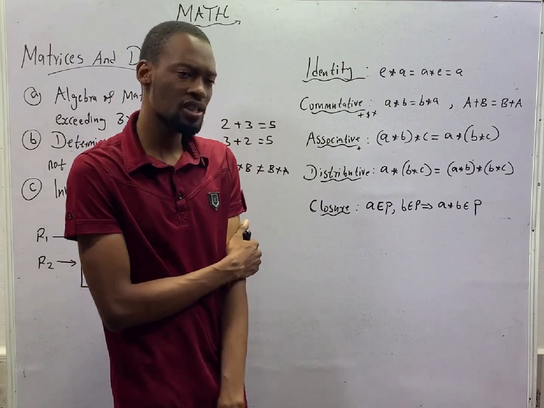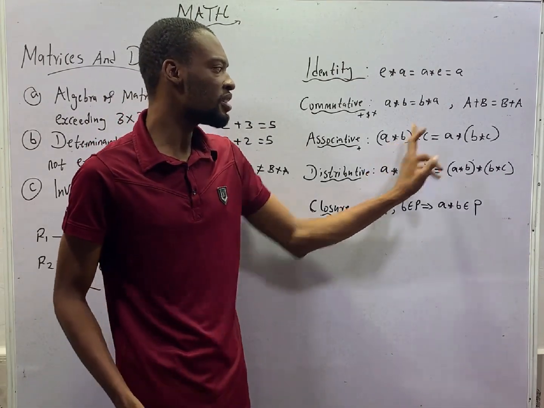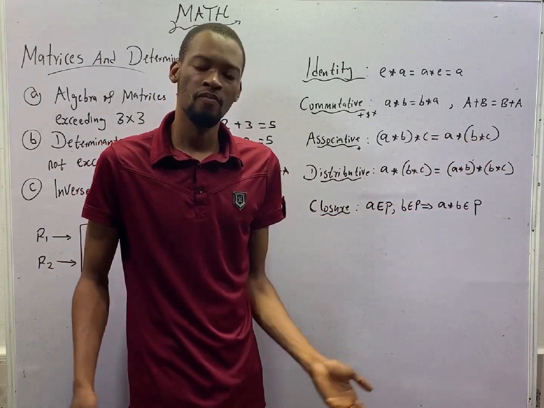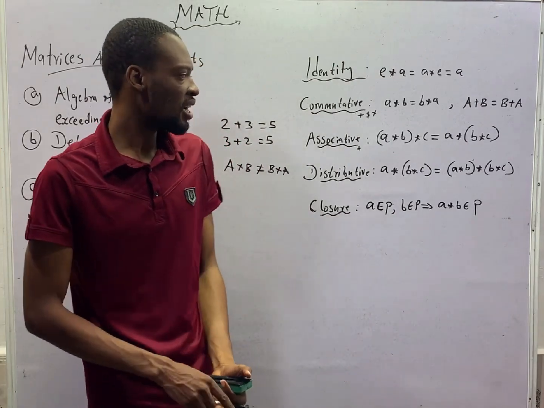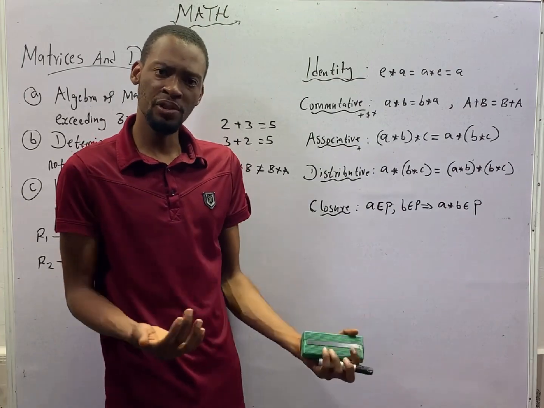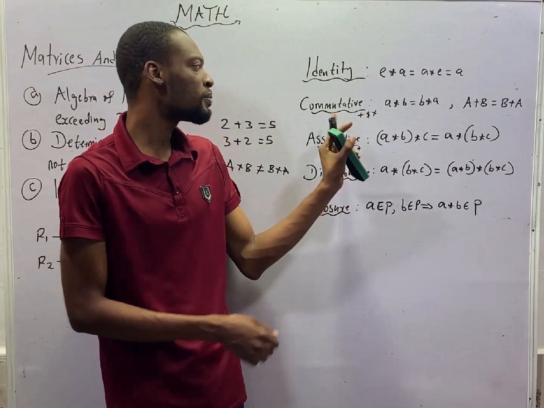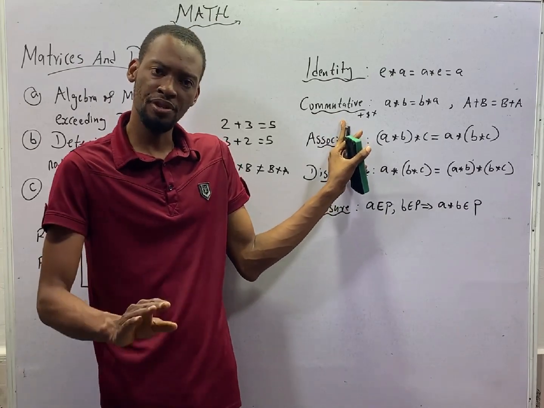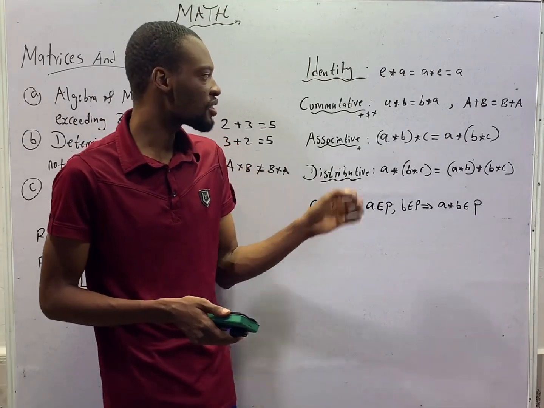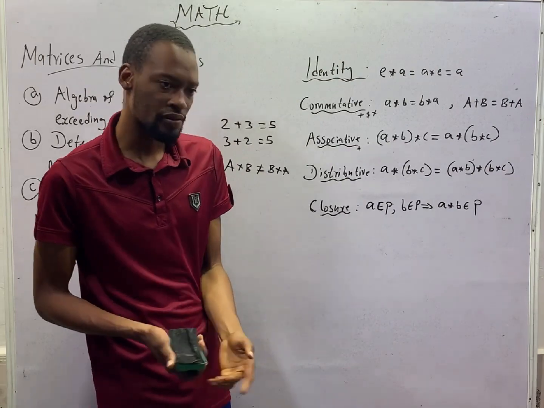Also for matrices, the associative property states that A plus B plus C should give you A plus B plus C. For matrices and determinants, addition is associative. For matrices and determinants, multiplication is associative, but multiplication is not commutative for matrices. Meanwhile, for binary operation, multiplication is commutative, and addition is also commutative.